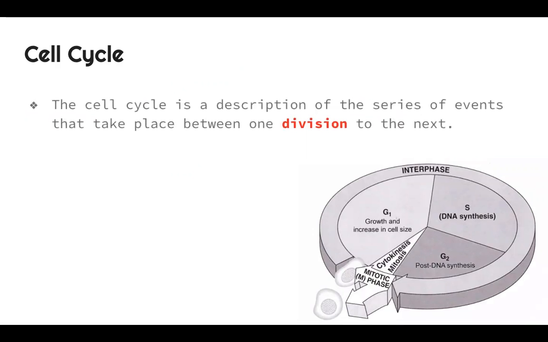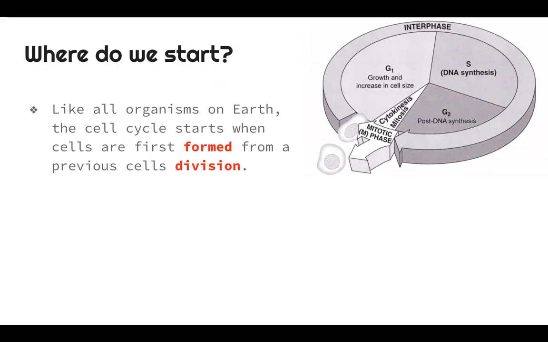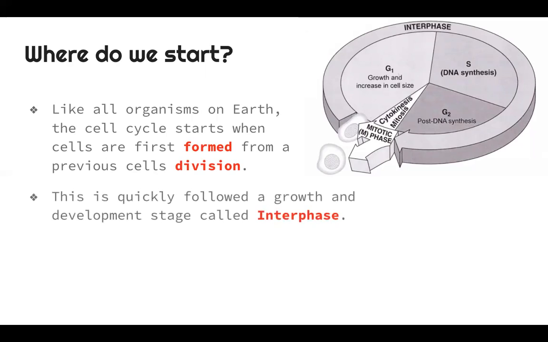So the cell cycle is basically a series of events that happens for a cell in order for it to divide. So this begins when the cell is very first formed. This could be as a new living thing is being created, or as an existing living thing needs to make new cells. And we make new cells by dividing our existing cells.